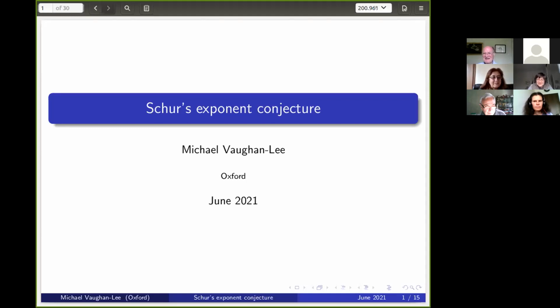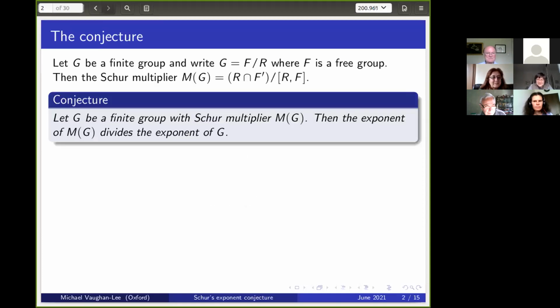So my title is Schur's exponent conjecture. We had better say what that is. If G is a finite group and you write G as a quotient F over R, where F is a free group, then the Schur multiplier M(G) is R intersected with the derived group of F, factored out by the commutator [R, F]. And the conjecture is that if G is a finite group with Schur multiplier M(G), then the exponent of the multiplier divides the exponent of G.